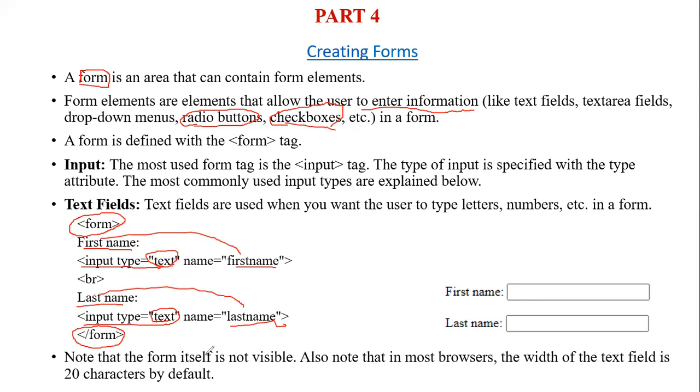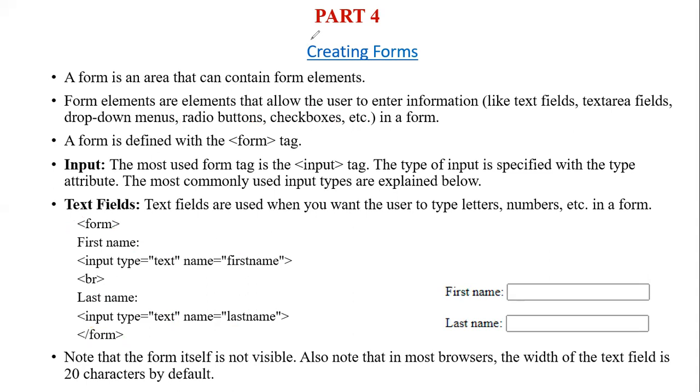Okay, and then they also note that the form itself is not visible. Also note that in most browsers, the width of the text field is 20 characters by default. So what does this mean? That whenever you enter something, when you submit, it is not visible, they say that. Okay, so let's go and run it now. I will just copy this one. This is already in the proxy.